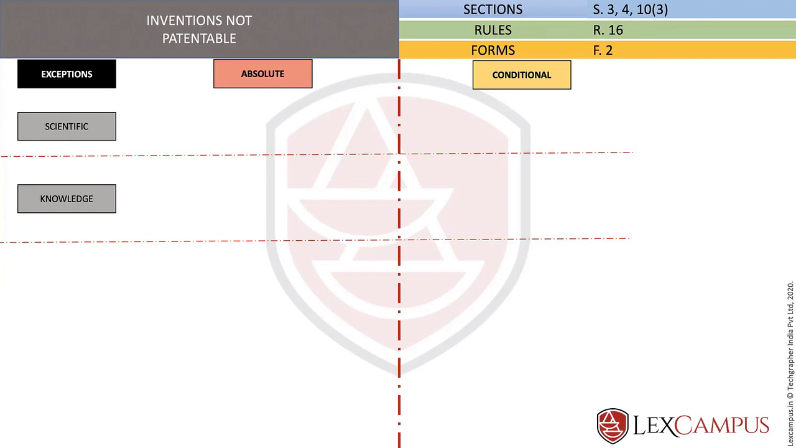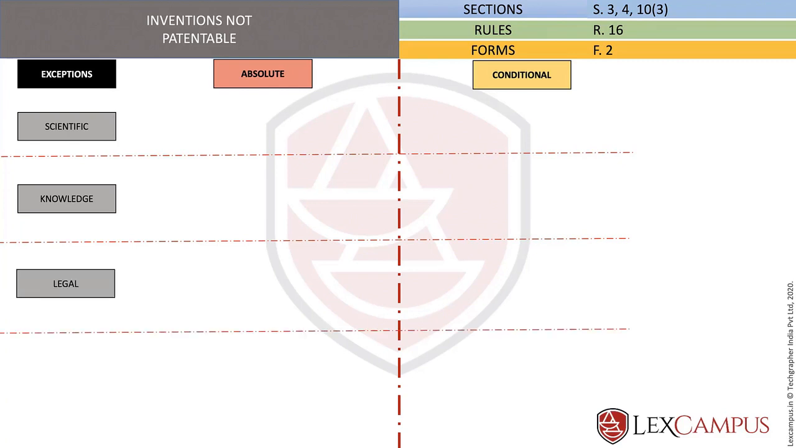So something that is known, the knowledge of that substance or the knowledge of that process or the knowledge of that equipment or device is known, then there could be an exception to it. So the second category pertains to knowledge.